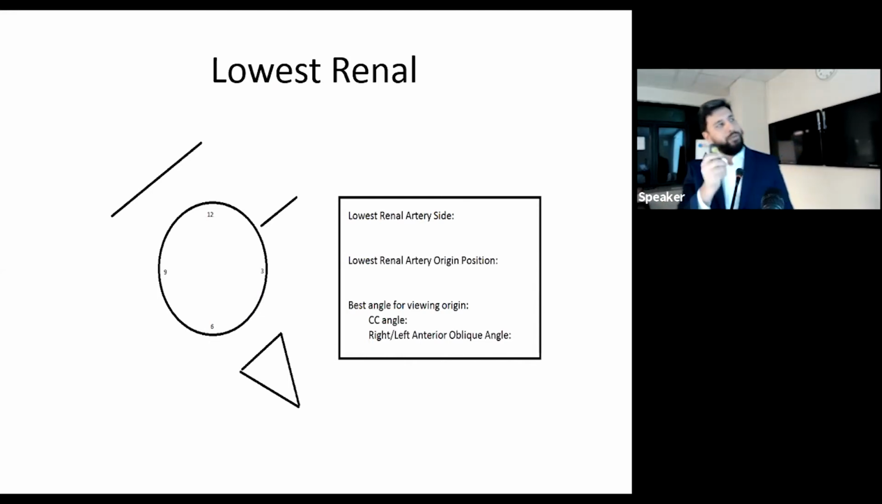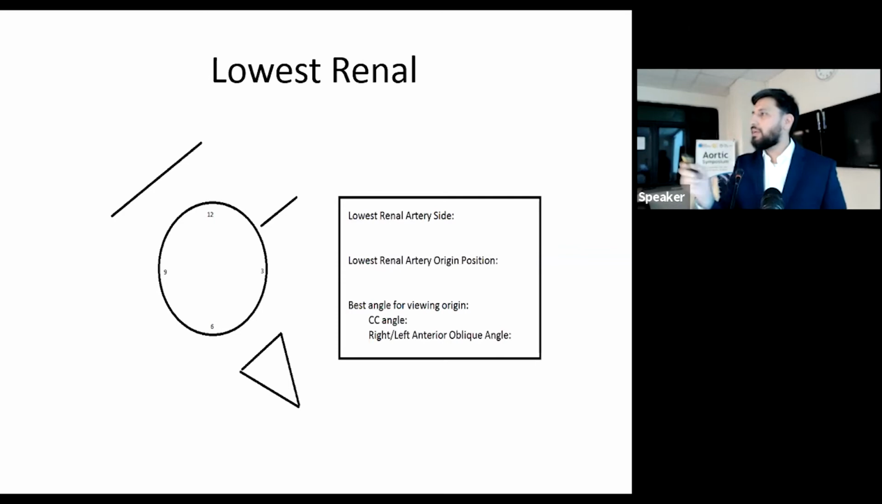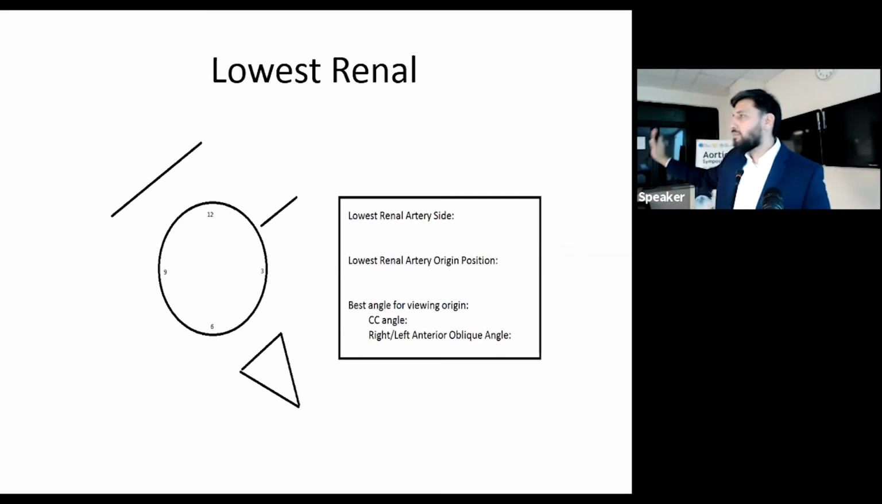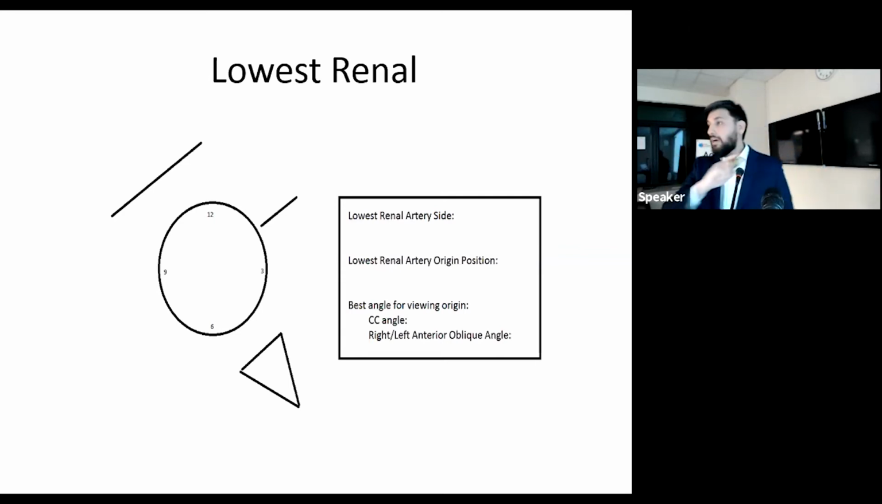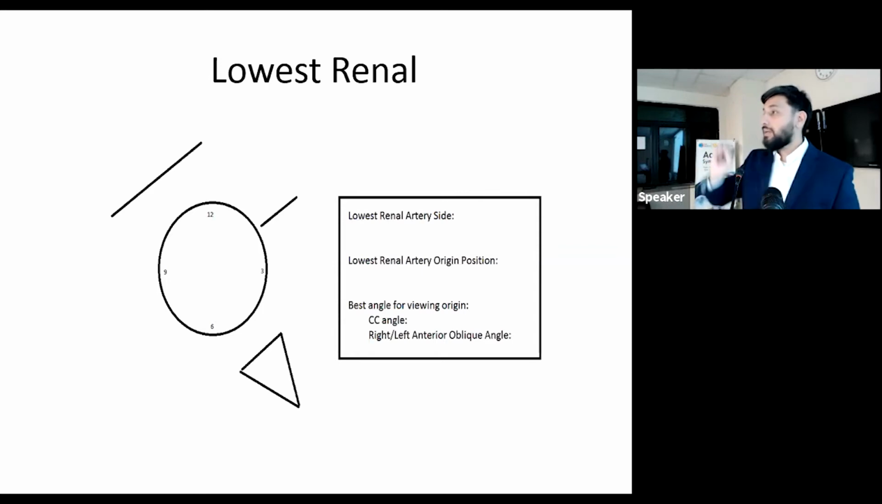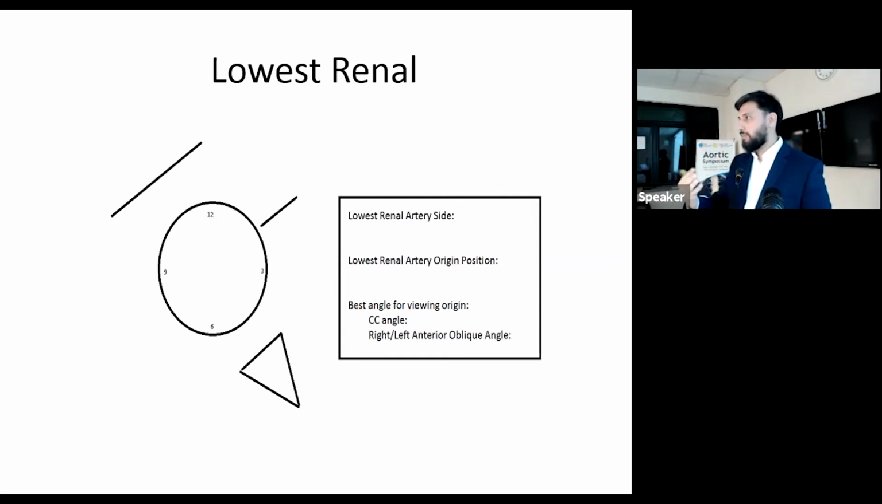So if the left renal is coming off at say 1 o'clock or 2 o'clock, I do a little clock face diagram. I have an idea of where it's coming off. I know that I need a right anterior oblique to be able to see that origin. And usually the neck is tilting backwards, so you need a cranial tilt to be able to open up the neck.